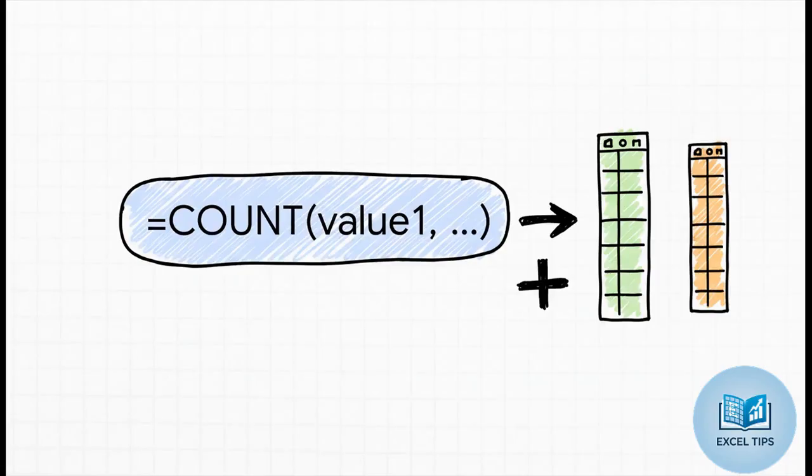And maybe the best part? The way you write it out, the syntax, could not be easier. You literally just type equals, count, open up a parentheses, and then you select the cells you want to count. That first range is all you need, but you can totally add more separate ranges if you have to.